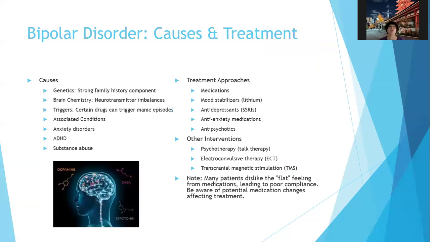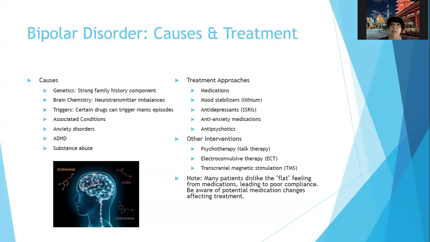So there is a strong family history component. So there's a genetic component. Brain chemistry is neurotransmitter imbalances. Certain drugs can trigger manic episodes. And one of my friends who's an ER nurse said that when people come in to the emergency room in a manic stage, the first thing they do is give them anti-mania drugs to get them down off that mania. It can be associated with anxiety disorders, ADHD, substance abuse.